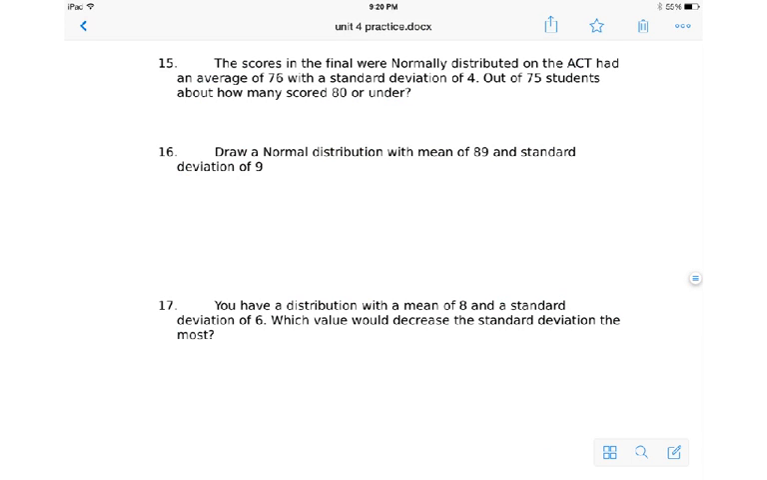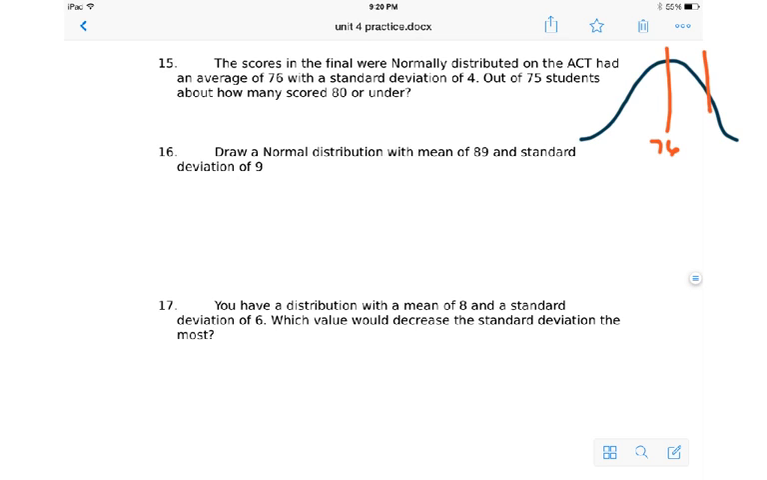Number 15, the scores in the final were normally distributed on the ACT and had an average of 76 with a standard deviation of 4. Out of 75 students, about how many scored 80 or under? So I'm going to draw myself a little curve. The average was 76 and the standard deviation was 4.